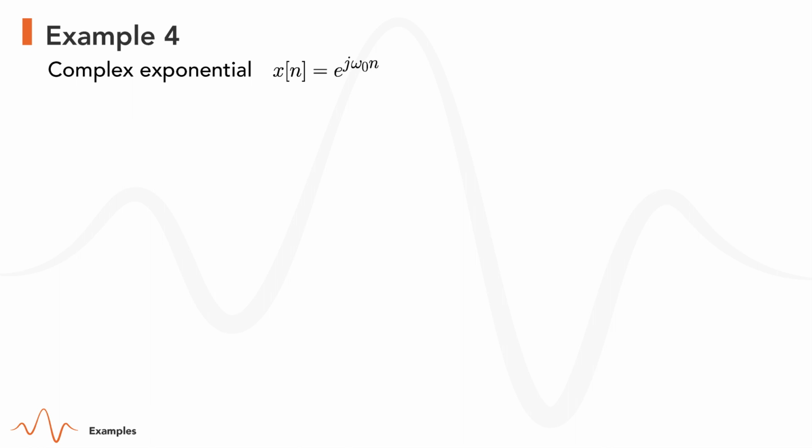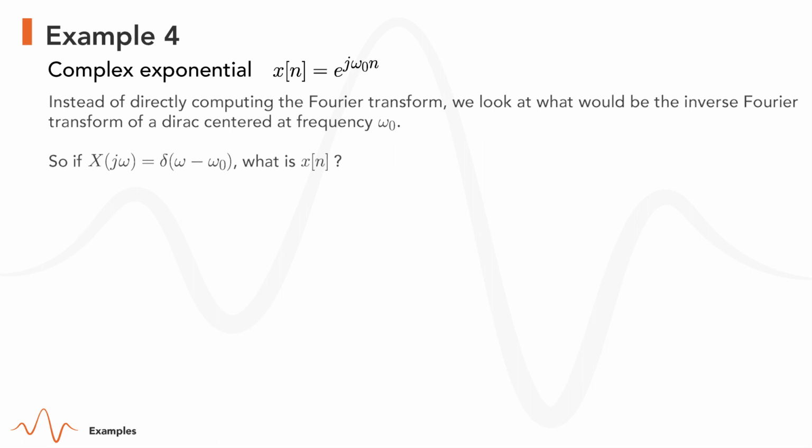In order to compute the Fourier transform of a discrete-time complex exponential, we follow a similar approach to what we did in continuous time. Instead of directly computing the Fourier transform, we look at what is the inverse Fourier transform of a Dirac centered at frequency omega naught. Plugging in this Dirac in the inverse Fourier transform formula, we obtain a complex exponential signal times a constant which is 1 over 2 pi.